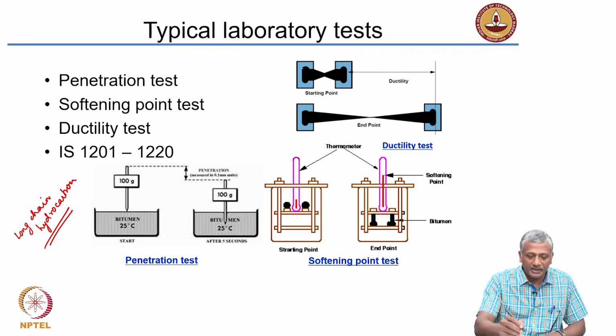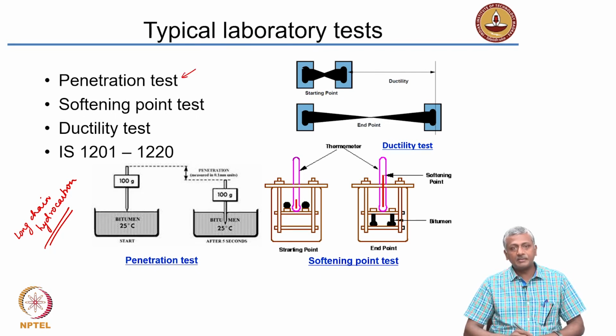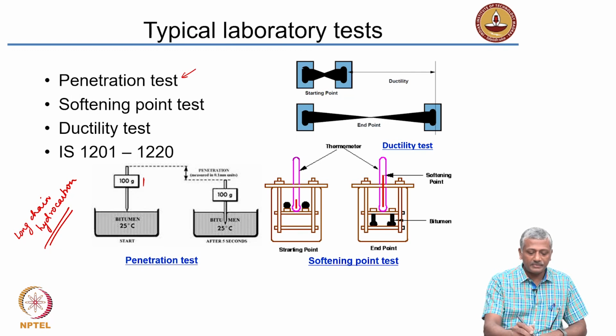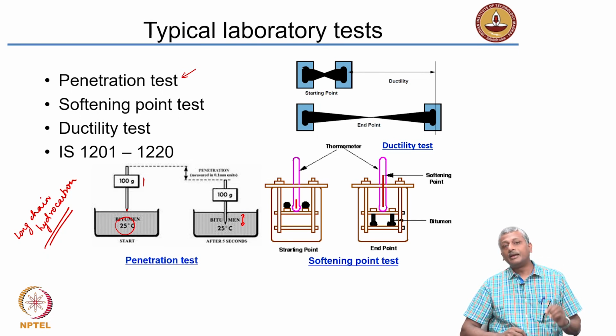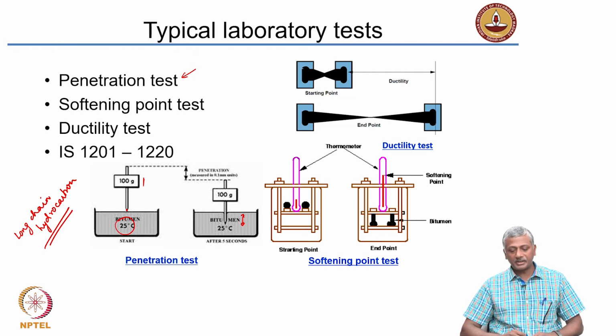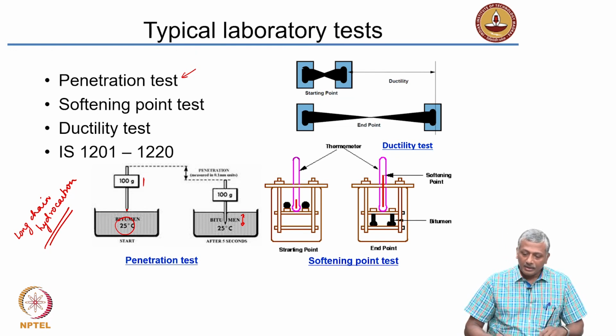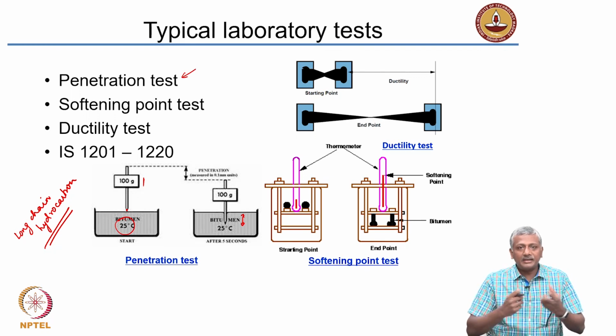Okay, one is called the penetration test. As the name indicates, it has a mass of 100 grams attached to a needle which is placed on the bitumen surface at 25 degrees Celsius, and then you measure the depth up to which this needle penetrates under this mass of 100 grams. Okay, that is called the penetration depth, and the quality of the asphalt is sometimes graded as per the depth of penetration in this test. Okay. Again, asphalt is highly ductile.